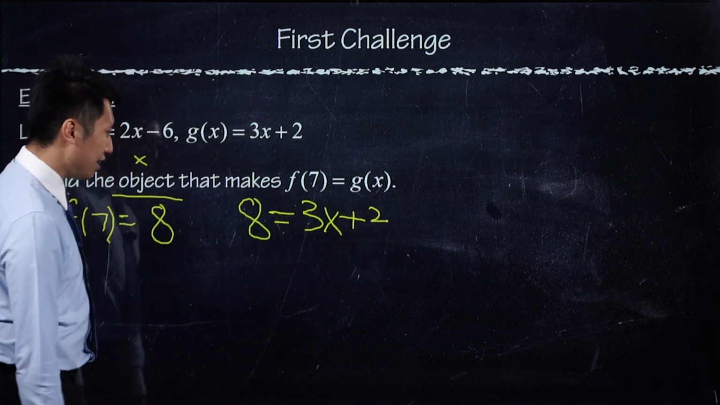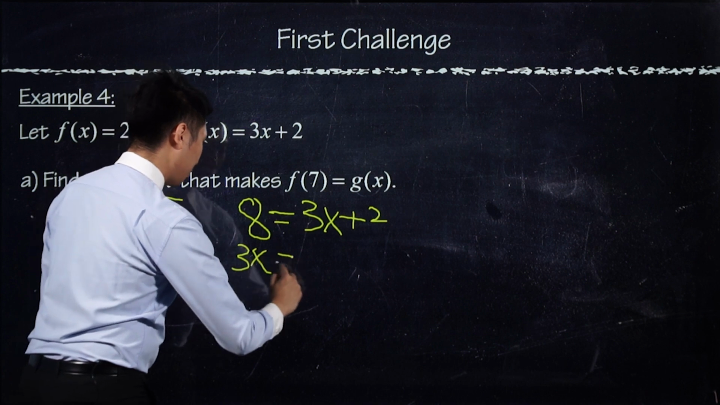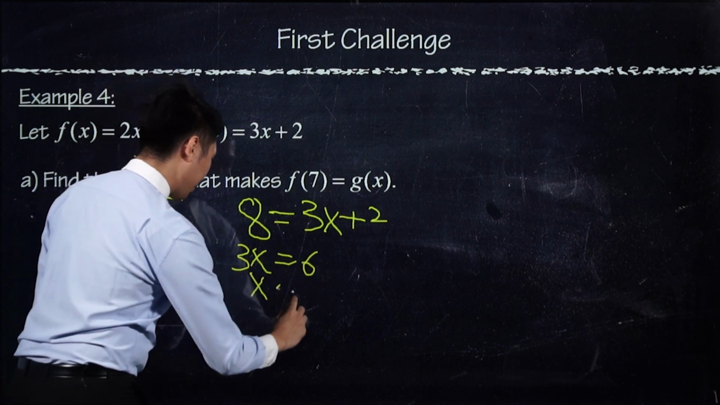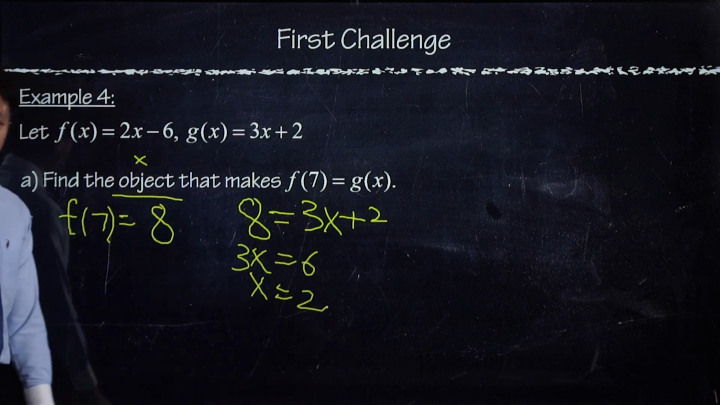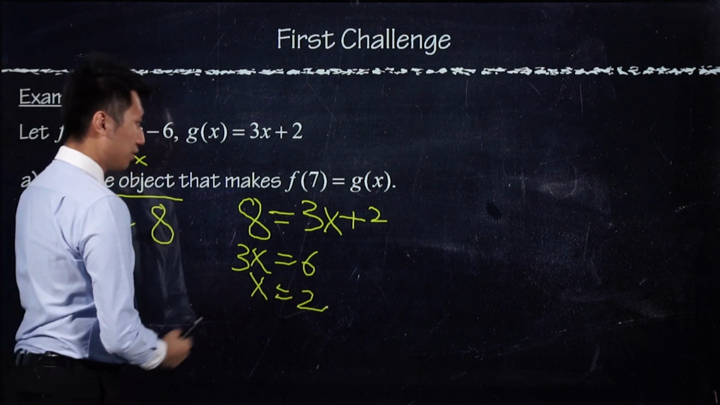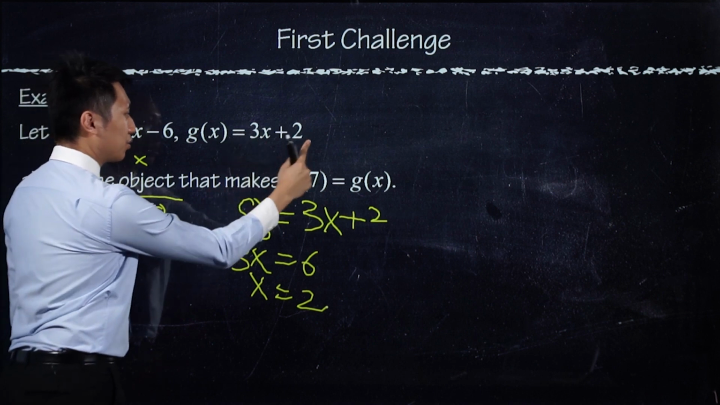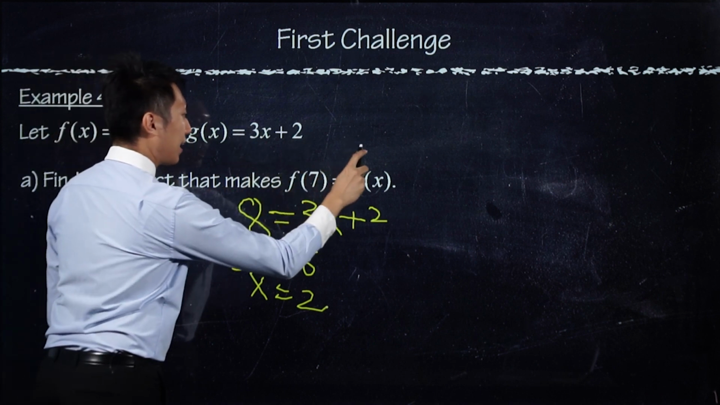So easy. I put this 2 over, then I get 3x equals 6. So x equals 2. Okay, so you can reverse engineer. When x equals 2, you sub into here. Then 2 is here, 6 plus 2 is 8. So then I get 8.